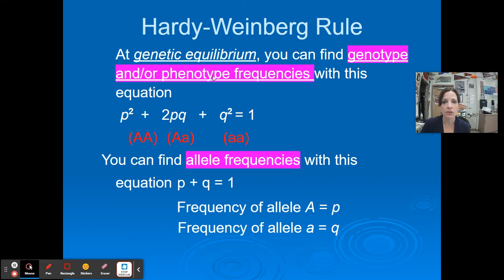So if you're ever given a question and you need to find the genotype or phenotype frequencies, you're going to use this equation. You can also find the allele frequencies using this equation. So p plus q equals 1, and p stands for the allele frequency of the big A, the dominant, and q stands for the frequency of the little a. And remember, if there's only two alleles, they have to equal 100% of the alleles in that population. So make sure you write those two equations down, write what they represent, and then we'll do some practice problems.